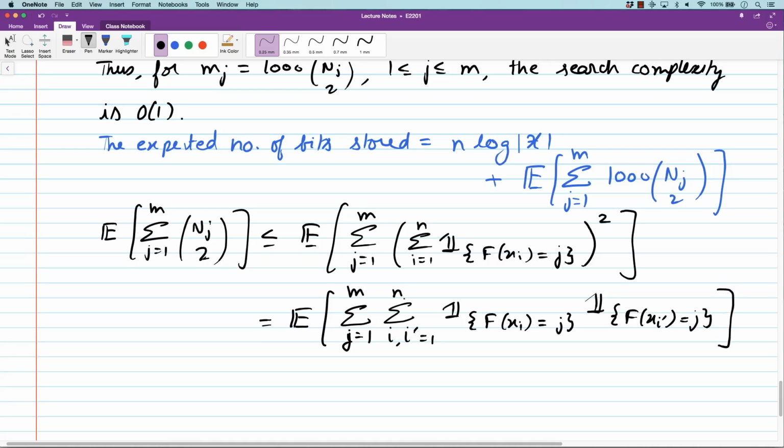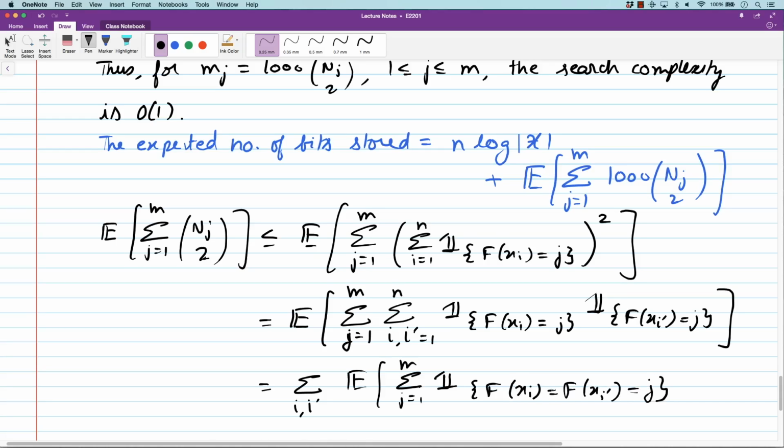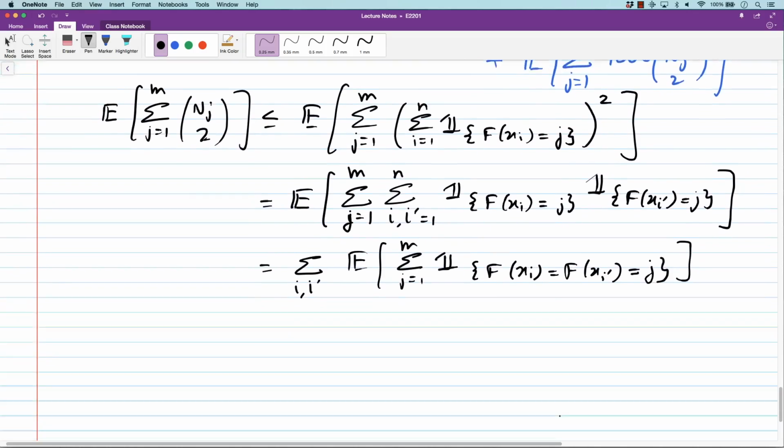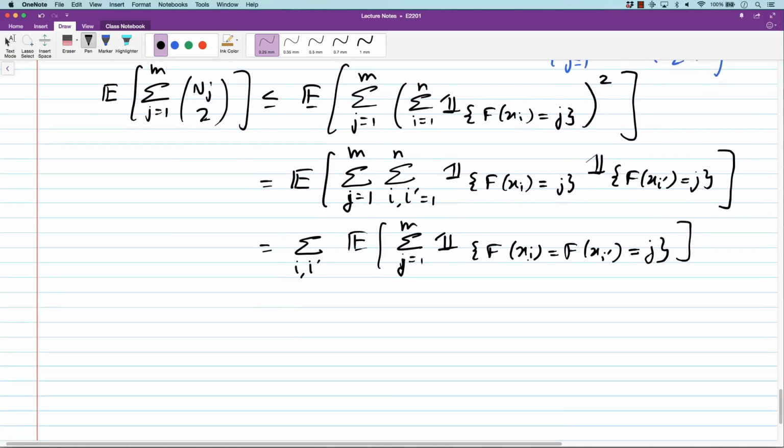And now what we can do is we can take this summation outside because of linearity of expectation. Expected value, sum over j equal to 1 to m. And this product of two indicator functions can be written as f(x_i) equals f(x_i prime), you can check this, equal to j. This is 1 if both of them are 1, and this is 0 if either one of them, if this condition doesn't hold. Okay. Now, what is this event here?